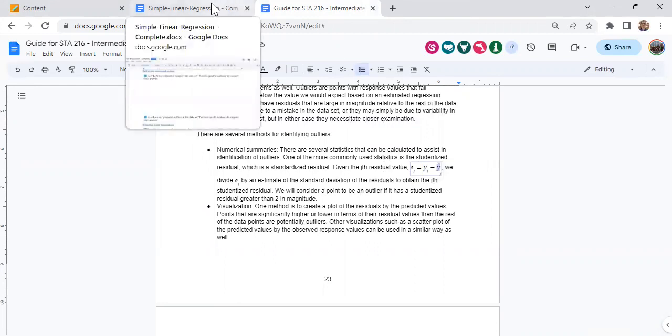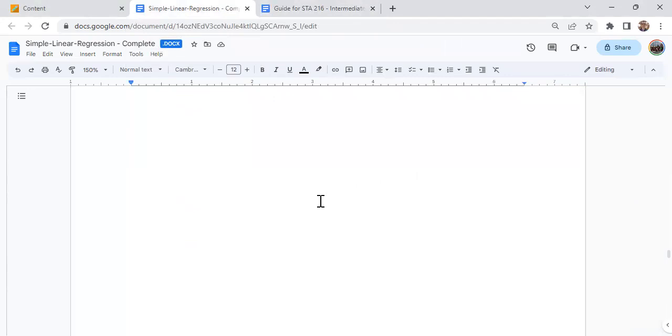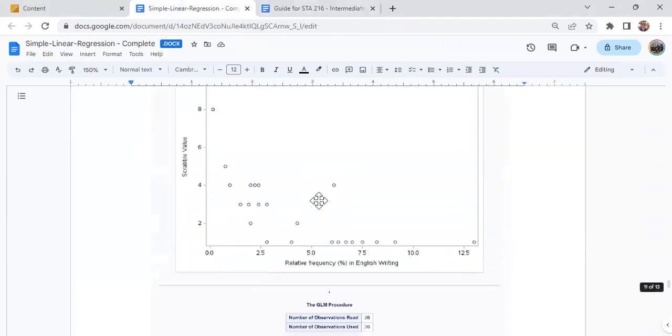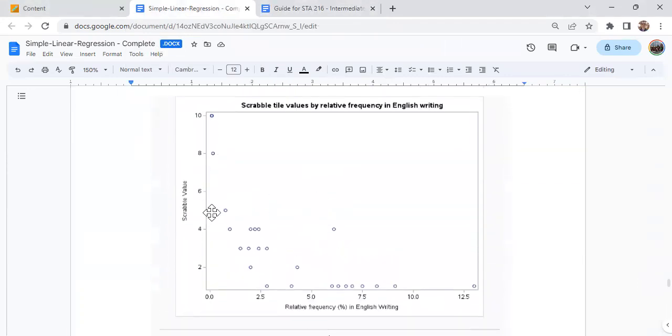Y hat is, here's all the y's, the vertical height of these points. The y hats are given by our straight line of best fit that we fit to the data. All the y hats fall exactly on our estimated regression line like this.